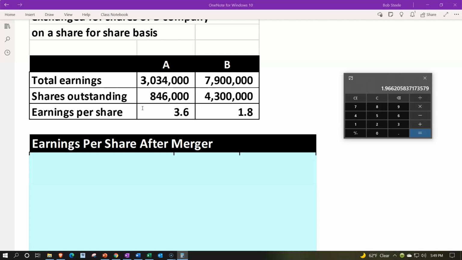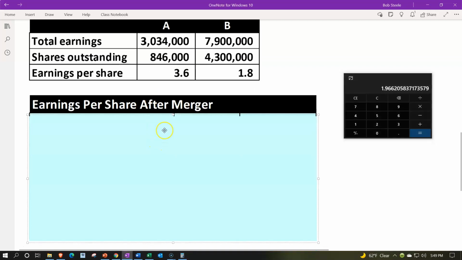A is giving up all their shares, 846,000, to B, giving 100% interest in A to B, basically B consuming A in that case. In order to do so, B is going to be paying with shares that they will be distributing, creating more shares and issuing them to do that. If it's a one-for-one situation, they're going to be creating 846,000 shares in order to make the exchange and pay for the acquisition.